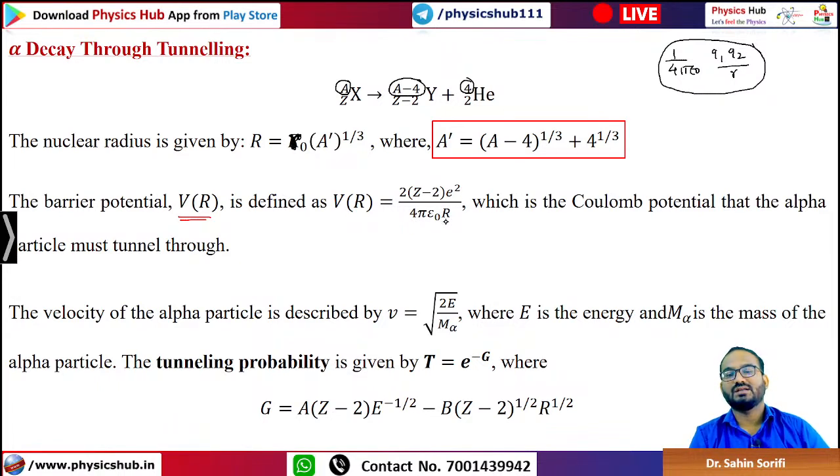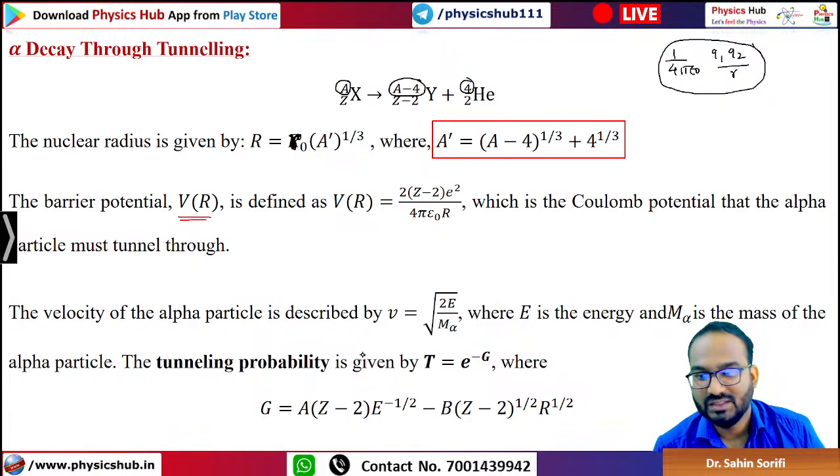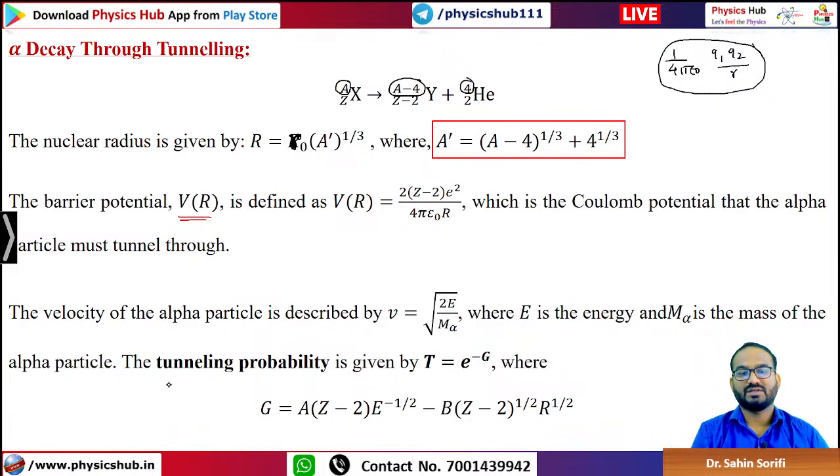So this r, if you want to calculate, you have to use this formula: r naught a prime to the power 1 by 3, where a prime is a minus 4 to the power 1 by 3 plus 4 to the power 1 by 3, which is the Coulomb potential that the alpha particle must tunnel through. Velocity of the alpha particle is root over twice E by m alpha. You can get this from the E equals half mv square formula. E is the energy and m alpha is the mass of the alpha particle.